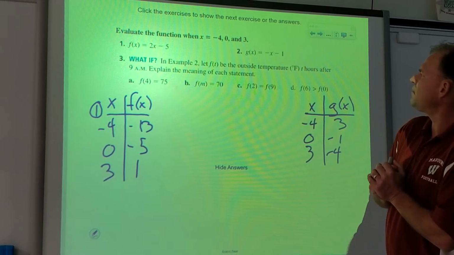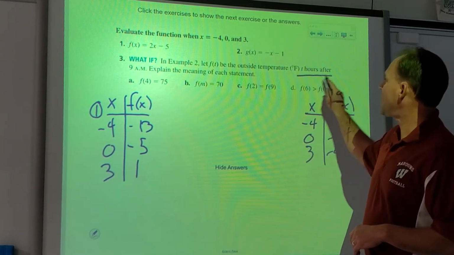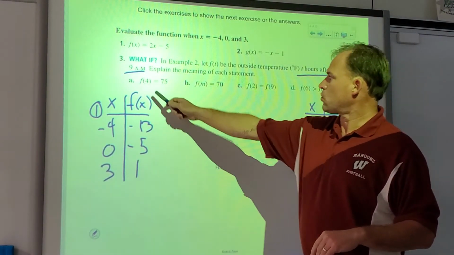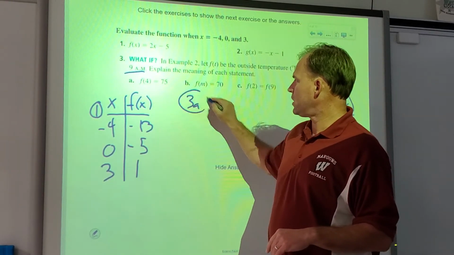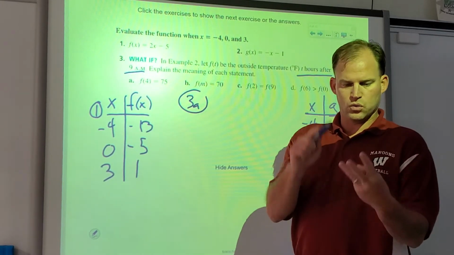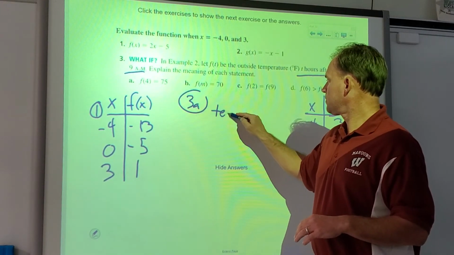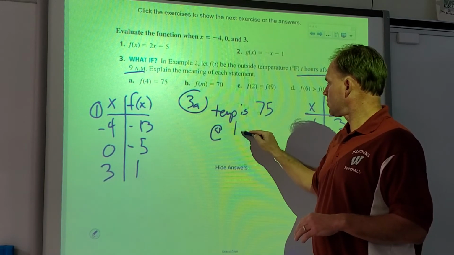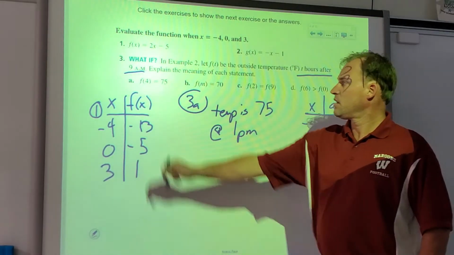Example 2. Let F of T be the outside temperature T hours after 9 a.m. So again, hours after a certain time. So right here, 3a, what does this mean? Well, I'm 4 hours after 9 a.m. So 10, 11, 12, 1 p.m. So the temperature is 75 degrees at 1 p.m. That's what this says.